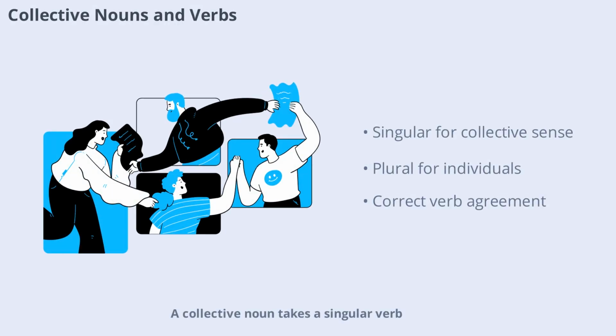A collective noun takes a singular verb and pronoun if its collective sense is felt. For example, the board has taken its decision. However, if the group is seen as individuals, use a plural verb and pronoun. The panel were divided in their opinion. Understanding this distinction helps you match verbs and pronouns correctly.